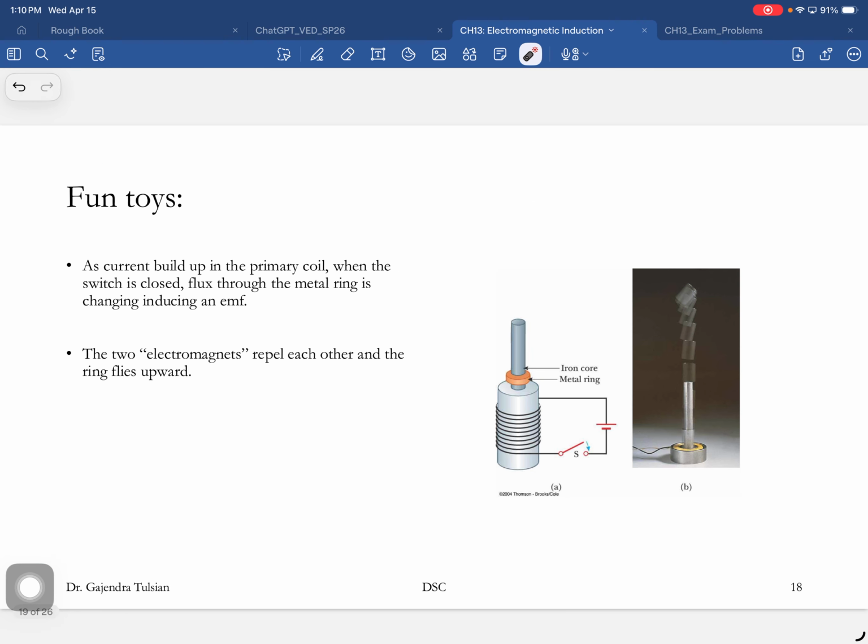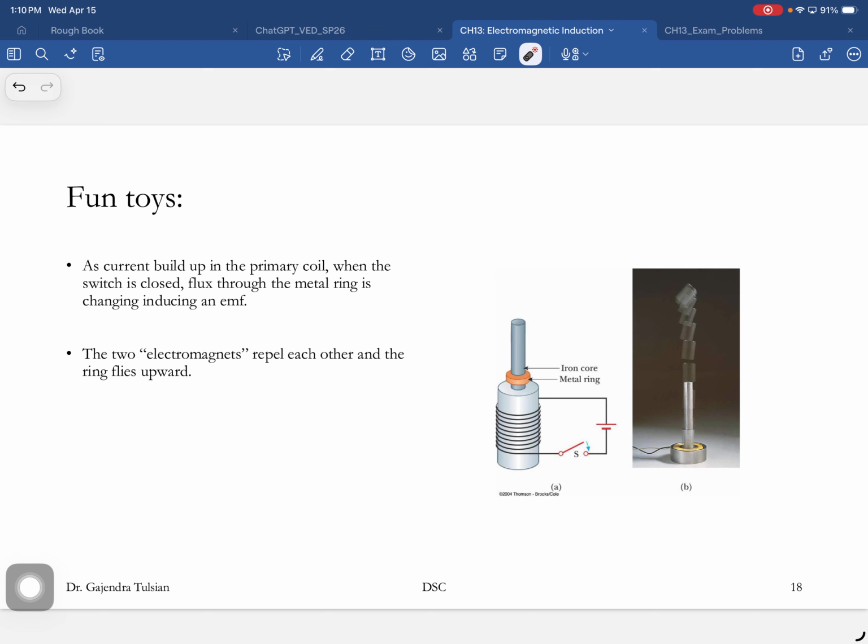All right, now we'll just talk about a few fun things. So what did you learn? You learned if you change the magnetic field in a region, it produces an electric field in that region. Okay? And you stick a piece of wire there, and that'll drive a current.